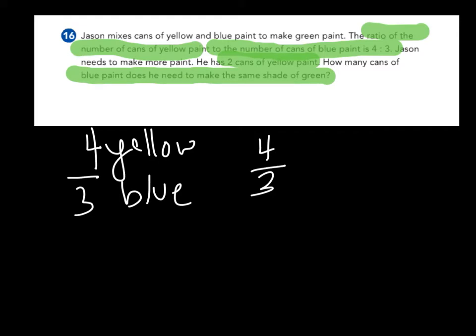So the proportion is going to be 4/3, so 4 yellow cans to 3 blue cans is equal to 2 yellow cans to how many blue cans? That's what I don't know. Okay, I put the yellow on top in the first ratio, so I'm going to put yellow on top in the second ratio. So now I need to solve this.